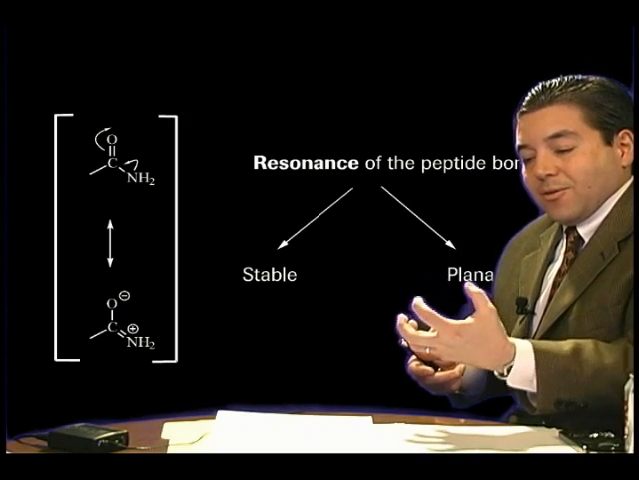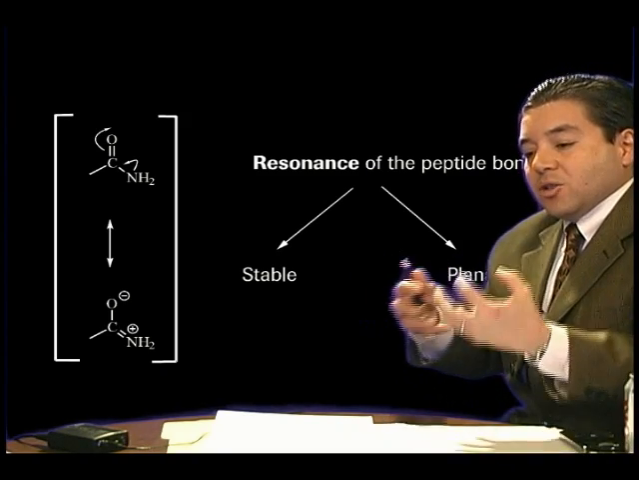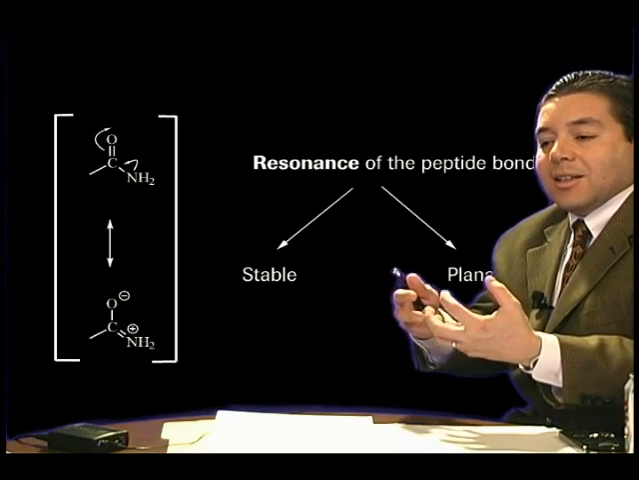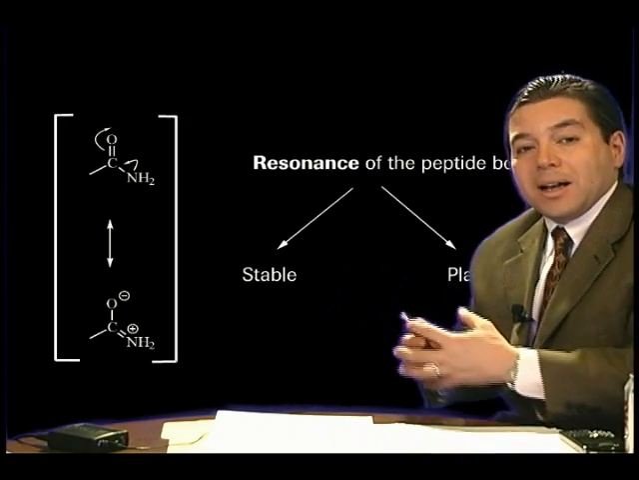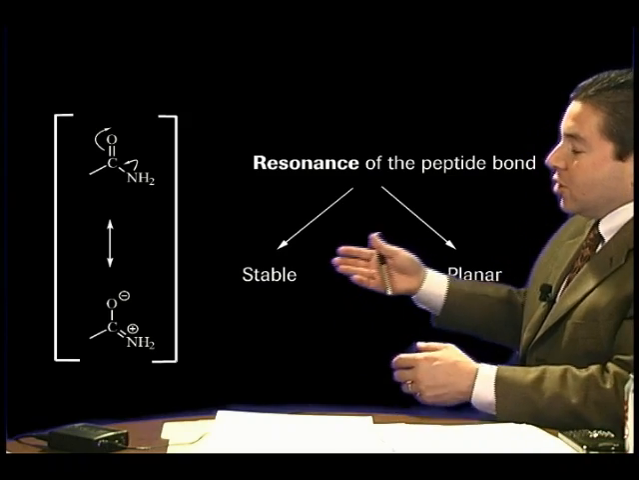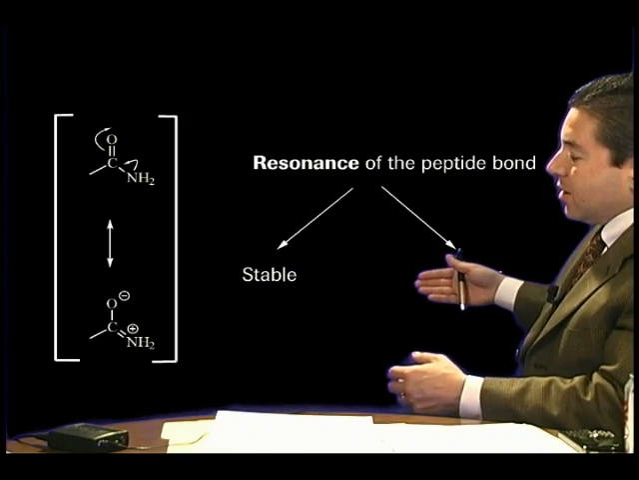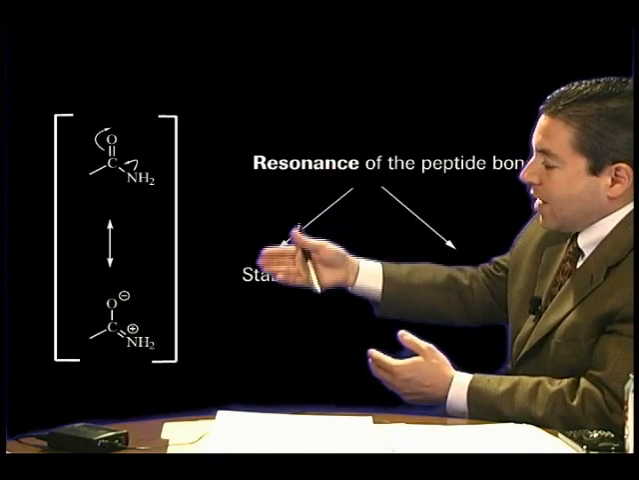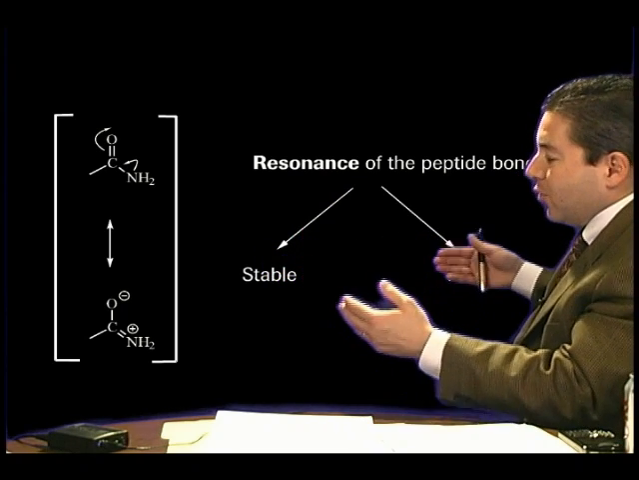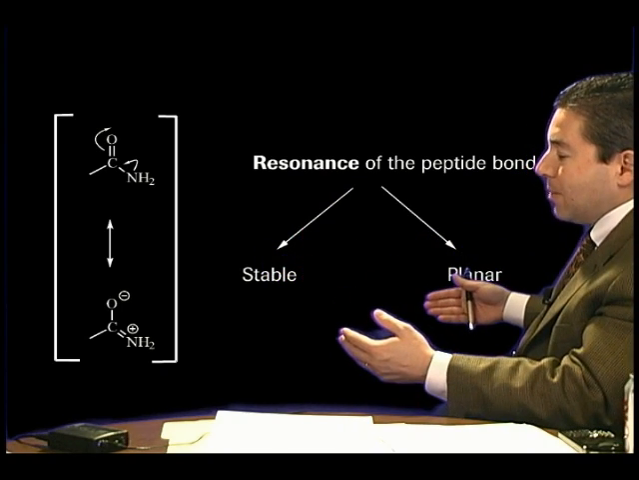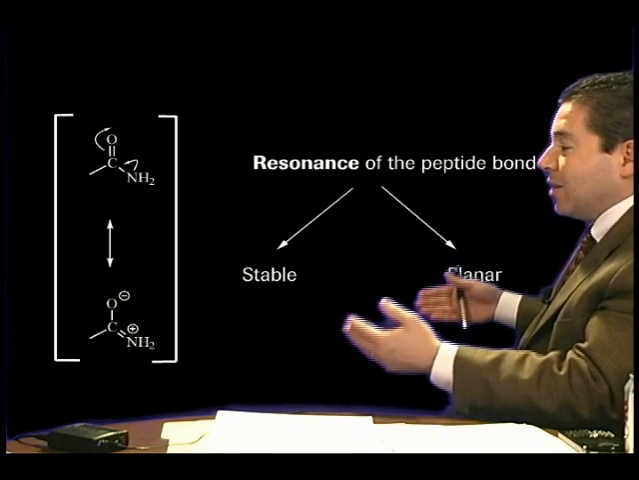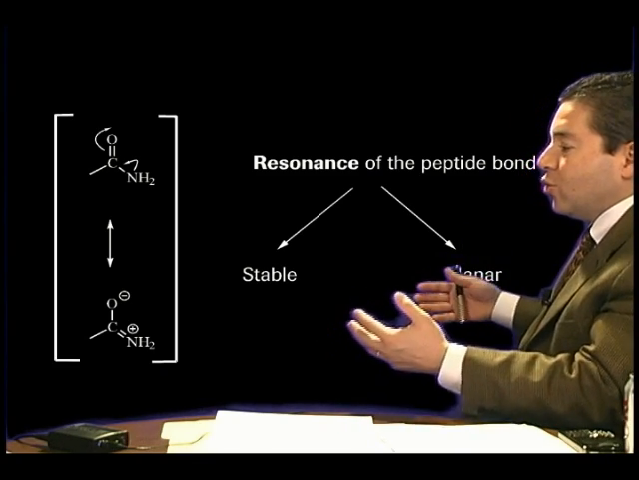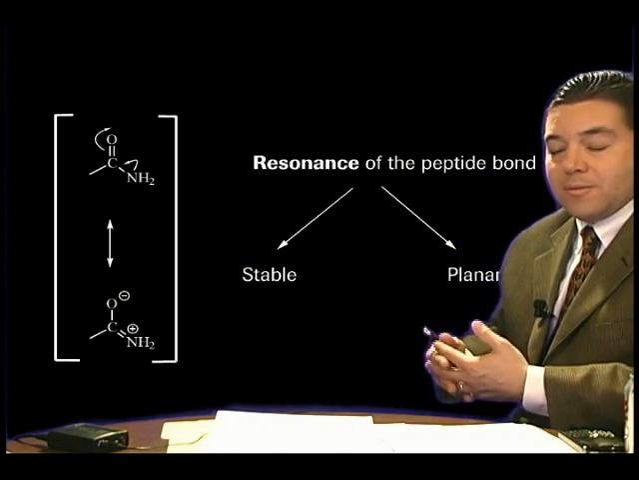A hormone has a defined structure. You don't want it to be so loose and flexible that it doesn't have a defined enough structure to bind to its receptor and so forth. So the stability and planarity are consequences of this resonance, and they determine two very important properties of proteins.